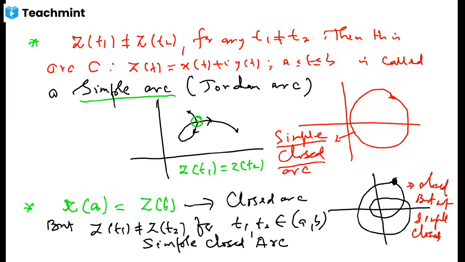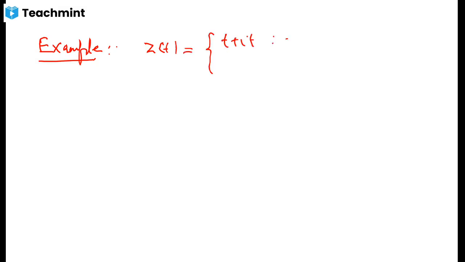So let's consider some examples. I just defined these, I didn't express them in parameter form, so let me consider some. We have this z of t defined as t plus it when t lies between 0 and 1, and it is t plus i when t lies between 1 and 2. So let us plot this, what it is.